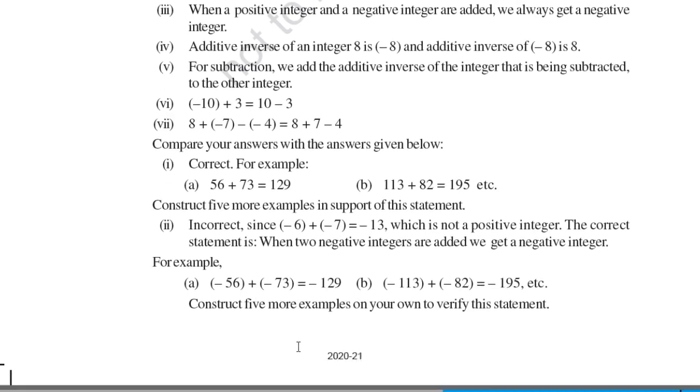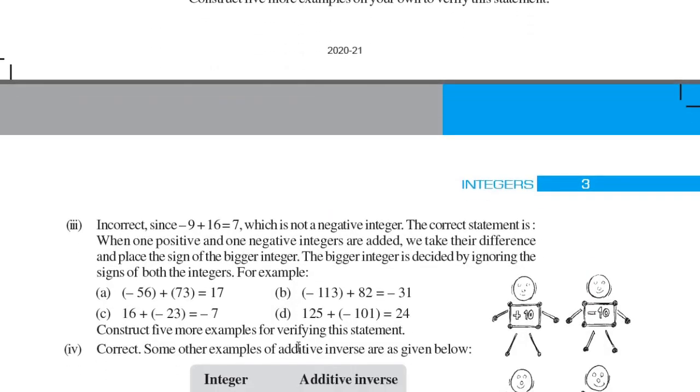Construct 5 more examples on the statement. Incorrect statement: a negative integer plus a positive integer is equal to a positive integer, which is not always a negative integer. The correct statement is: when one positive integer and one negative integer are added, we take the difference and place the sign of the bigger integer. So it depends on the sign of the bigger integer. Here the sign of the bigger integer is positive, so it will be a positive integer.